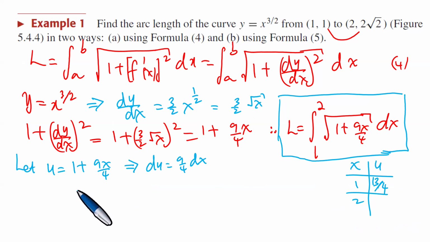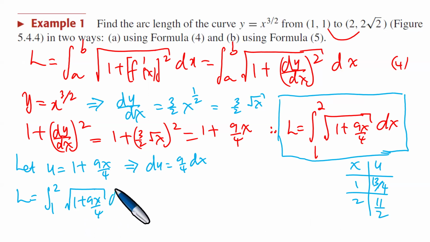Simultaneously, if you have the 2, you put 2 in the place of x, it's going to be 9 over 2, and then it's going to be 11 out of 2. At this point, we do the integral from 1 to 2, and we have the square root of 1 plus 9x out of 4 dx, which is the integral.